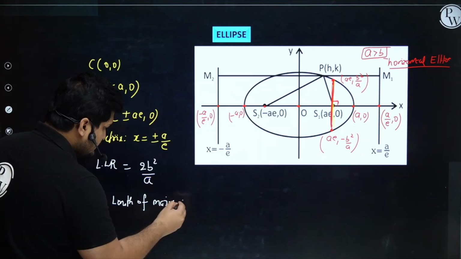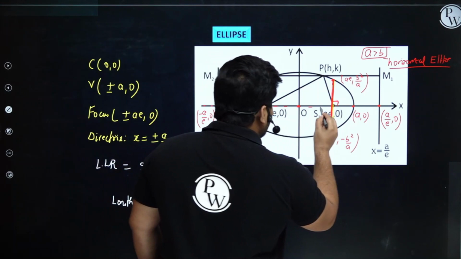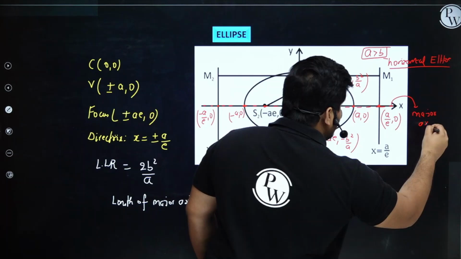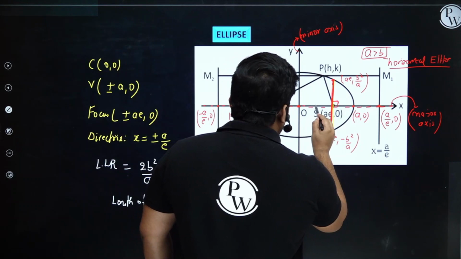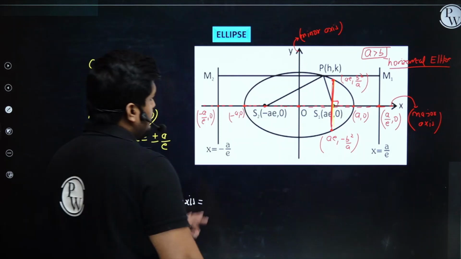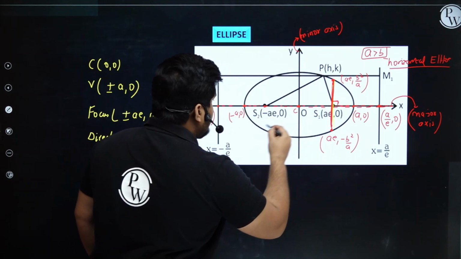Length of major axis. The line which is passing through the focus, this particular line, is the major axis, and this line will be the minor axis. This line is the major axis, this line is the minor axis. Now what else do we need to know here, guys? This is the minor axis and this is the major axis. This is the center C. This is the vertex plus minus A comma 0.